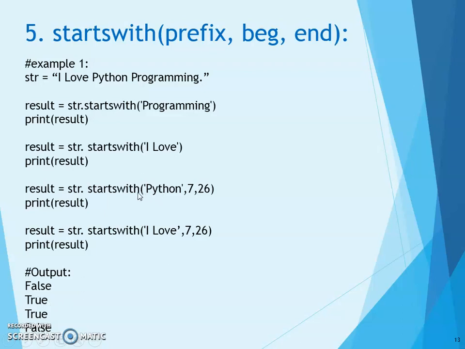We want to check whether this string starts with "Python", and here the begin and end parameters are mentioned, that is 7th index and 26th index. You can check that "Python" is starting at 7th index, so this will return the result as true. Now we want to check whether the substring "I love" is starting from 7th index. No, it is not starting from 7th index, so it will return false.